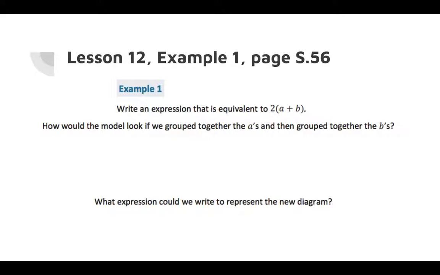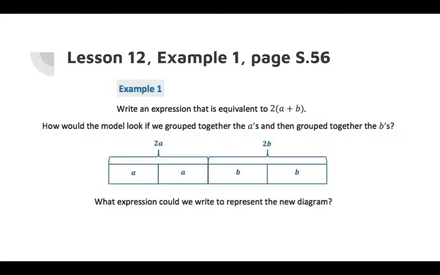Write an expression that is equivalent to 2 times a plus b. So how would the model look if we group together the a's and then group together the b's? Okay, you put those 2 a's together and you put the b's together. This is what that looks like. It's 2 times a, an a and an a, and 2 times b, a b and a b. Here, what expression could we write to represent the new diagram? Remember, we want to get the sum of all these boxes, right? We already have 2a up here and 2b. So to write that as an expression would be 2a plus 2b.